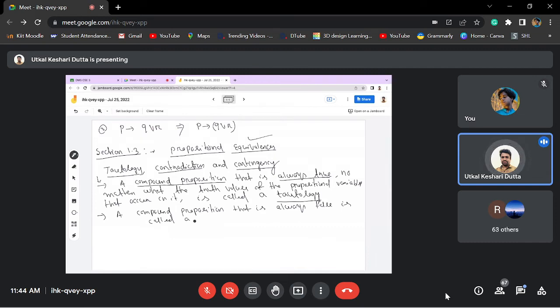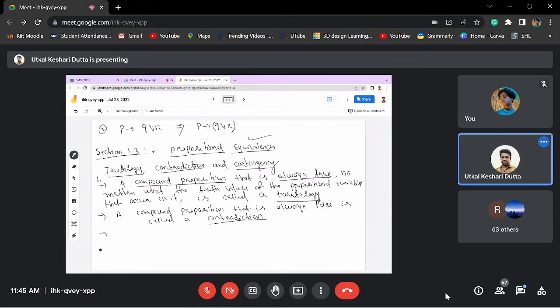It's called a contradiction. That means after finding the truth table, if all the truth values of that compound proposition are false, then it is said to be a contradiction.